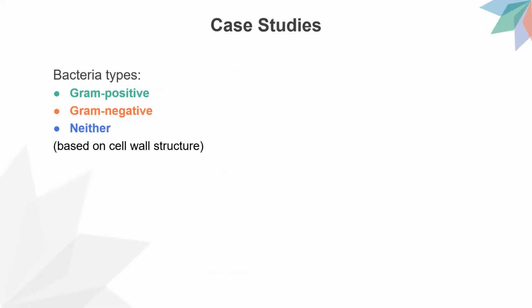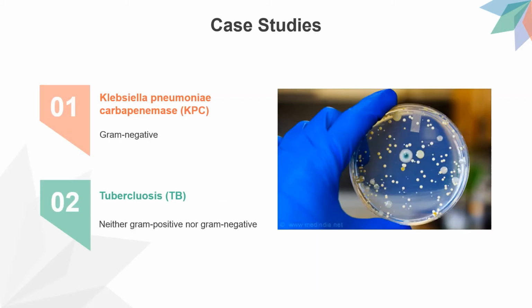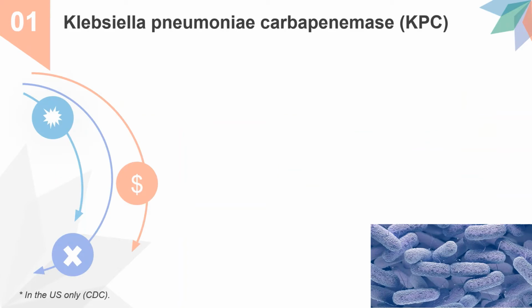Most bacteria are classified into gram-positive and gram-negative based on the structure of their bacterial cell walls, but some bacteria are not classified as either gram-positive nor gram-negative due to their different characteristics. For this reason, different antibiotics are required to combat different bacteria. This results in diverse antibiotic resistant strains. In this presentation, we will discuss two different types of resistant bacteria, including one gram-negative one and one neither positive nor negative. The first case we will discuss is KPC.